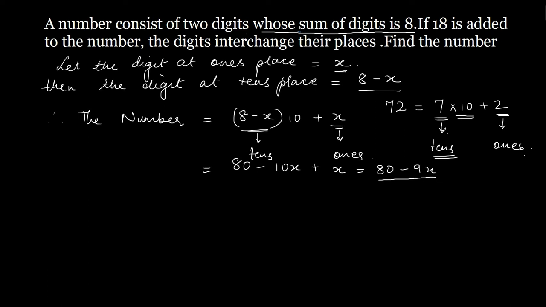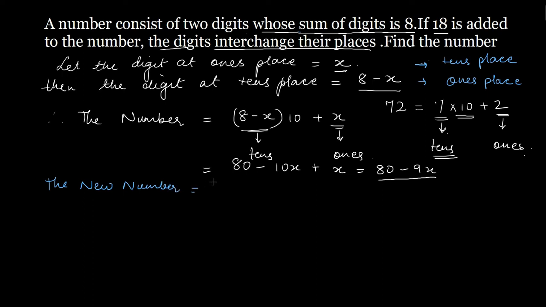Now the second condition is, if 18 is added to the number, the digits interchange their places. So now what we'll do? We'll take x at tens place and 8 minus x at ones place. The new number will be equal to 10x plus (8 minus x), because x is now in tens place and 8 minus x is at ones place. So the new number is equal to 10x plus 8 minus x, which is 9x plus 8.